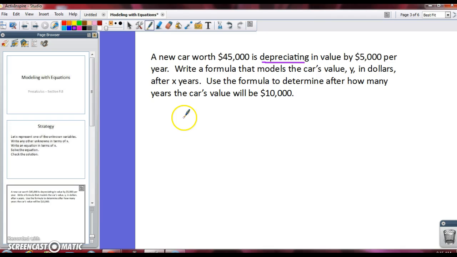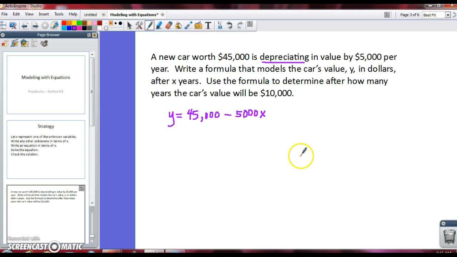So the first thing it says is to write a formula. All right, well, I know that y is the car's value. I know that the car starts at $45,000, and I know that it's depreciating, so it's losing value $5,000 per year. So after 1 year, it's lost 5,000. After 2 years, it's lost 10,000, etc., etc. Okay, so that's the first part.